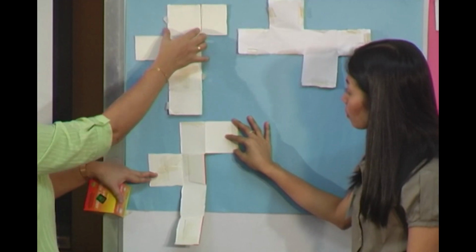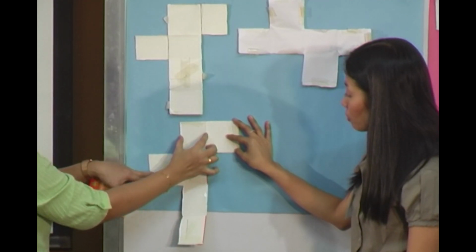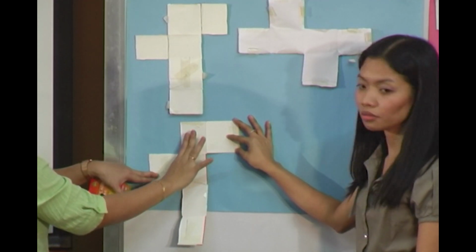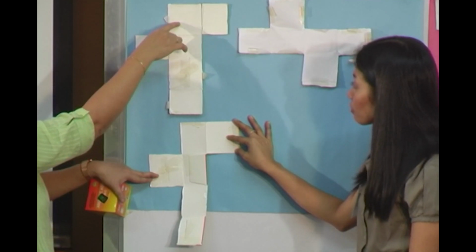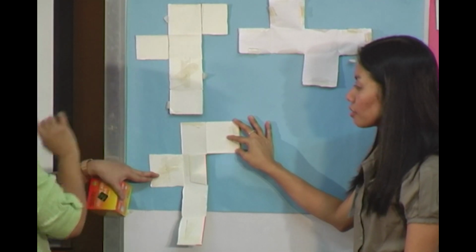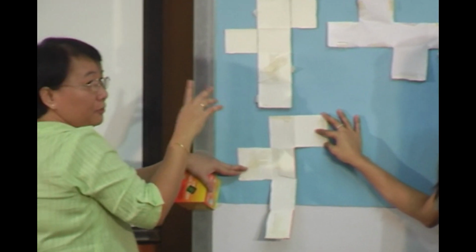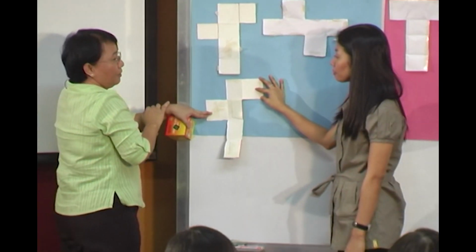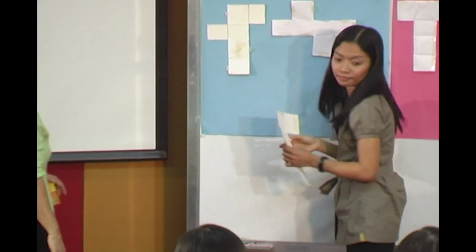So this one is the, look at this. Yes, okay? That's the same. This face is different from this face. Okay, so can we classify them as different patterns for the box? Yes, ma'am. Okay, so we can count that as a different pattern.